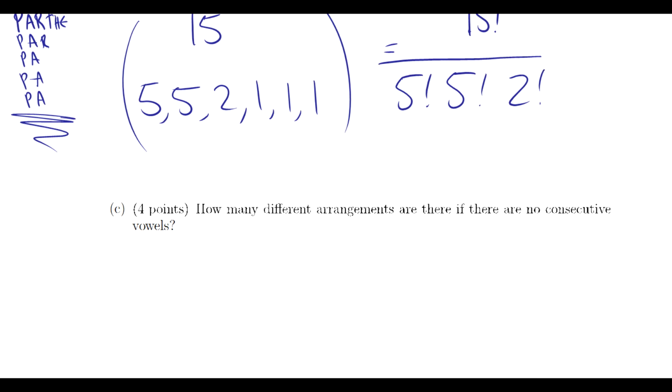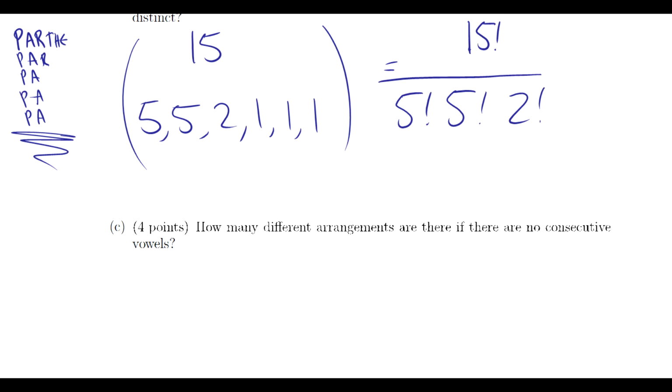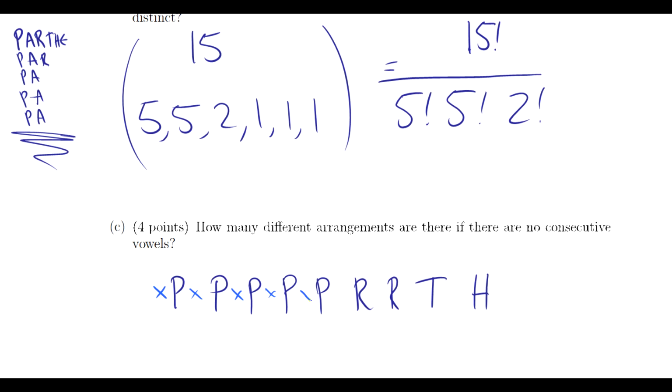Okay, how many different arrangements are there if there are no consecutive vowels? This is much, much more mean. So, if there are no consecutive vowels, let's just sort out the consonants here. So we have 5 P's, we have 2 R's, we have a T, and an H. Okay, so those are our consonants, and how can we have no consecutive vowels? Well, we have to make sure that they're around all these different letters. So how many spots are there to put our vowels? There's 1, 2, 3, 4, 5, 6, 7, 8, 9, 10 different spots to put our vowels.